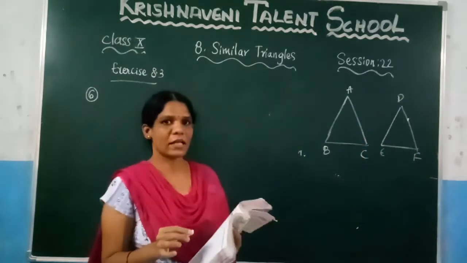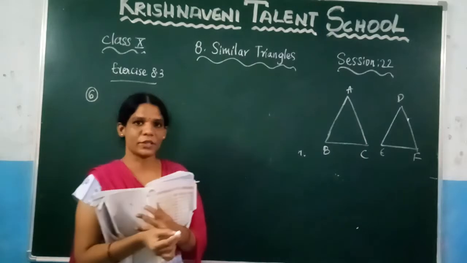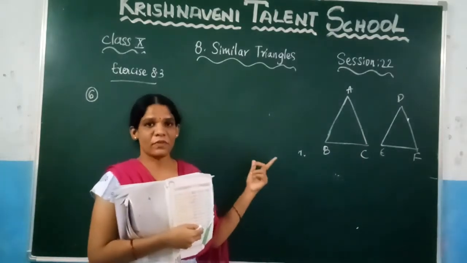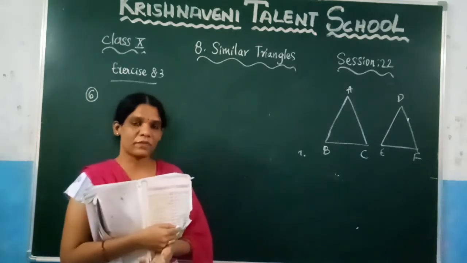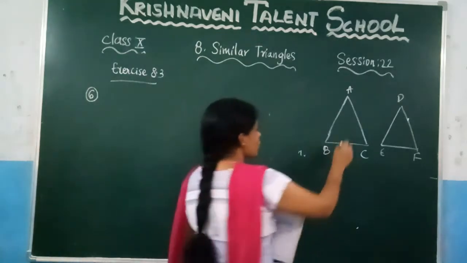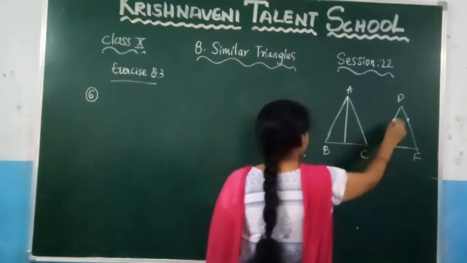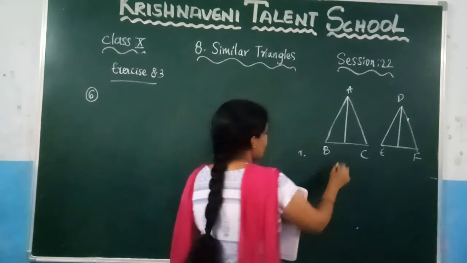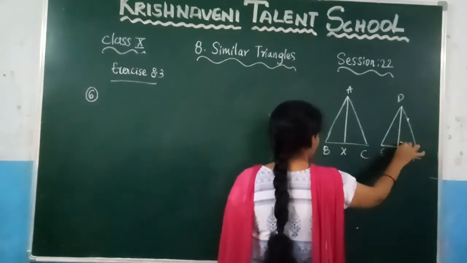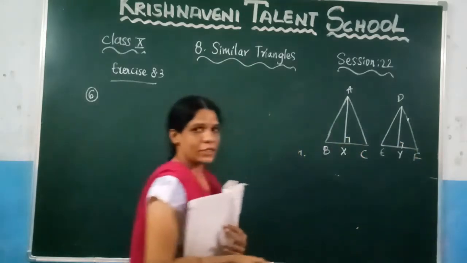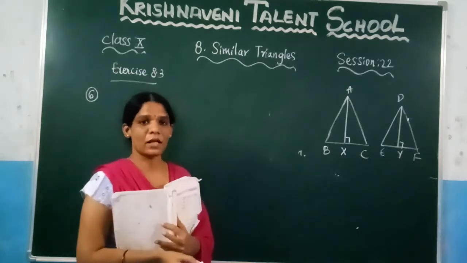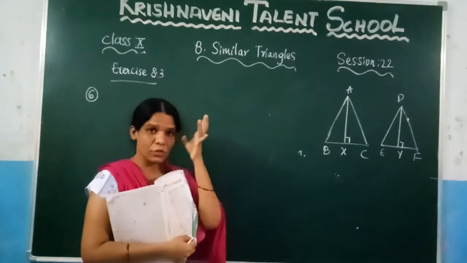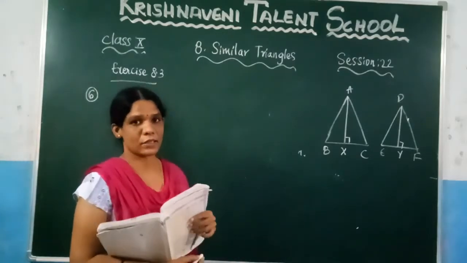And they have given the altitudes. What is the meaning of altitude? If you draw a perpendicular line from the vertex to the base, that one will become the altitude. So let us draw one altitude here. This is the altitude, and here this is the altitude, right? Name this as x, and this as y. The line segment joining the vertex to the base, a perpendicular line you need to draw, that one will become the altitude.